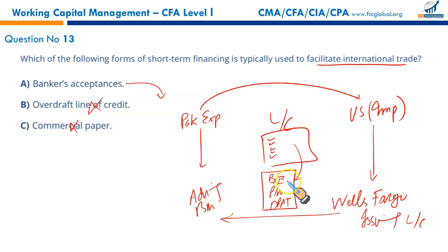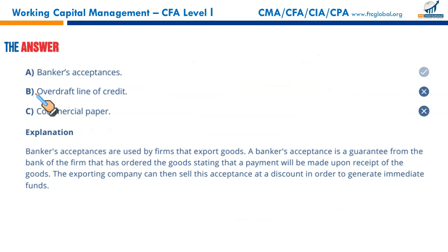So those documents under the LC are to be approved by the issuing bank. Once accepted for payment, they become banker acceptance. They become highly liquid investments and they can be discounted in order to gain liquidity. So remember, banker acceptance is one of the ways that are used to facilitate international trade. So that makes A the correct option.